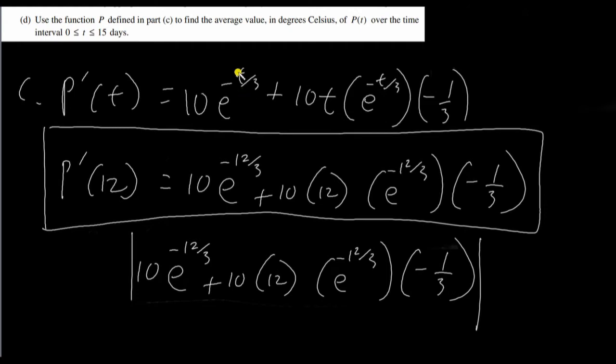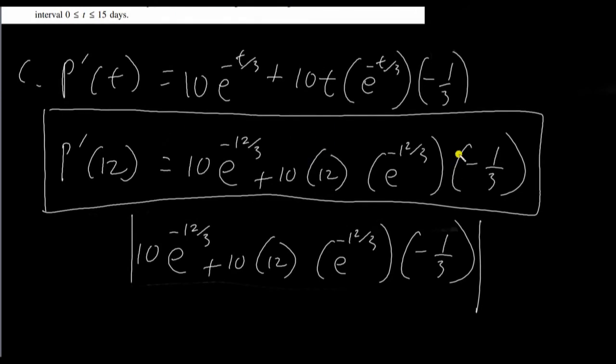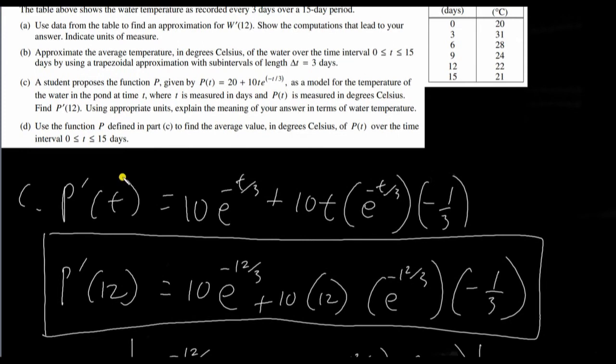Okay, and just to explain that explanation a little bit further, we said the water temperature is changing, and then since it's negative, we're going to say the water temperature is decreasing, and then for the rate at which it's decreasing, it's the absolute value of this. Since we already said decreasing, we already covered the negative part of it, and we can put an absolute value now. Okay, so that was part C.